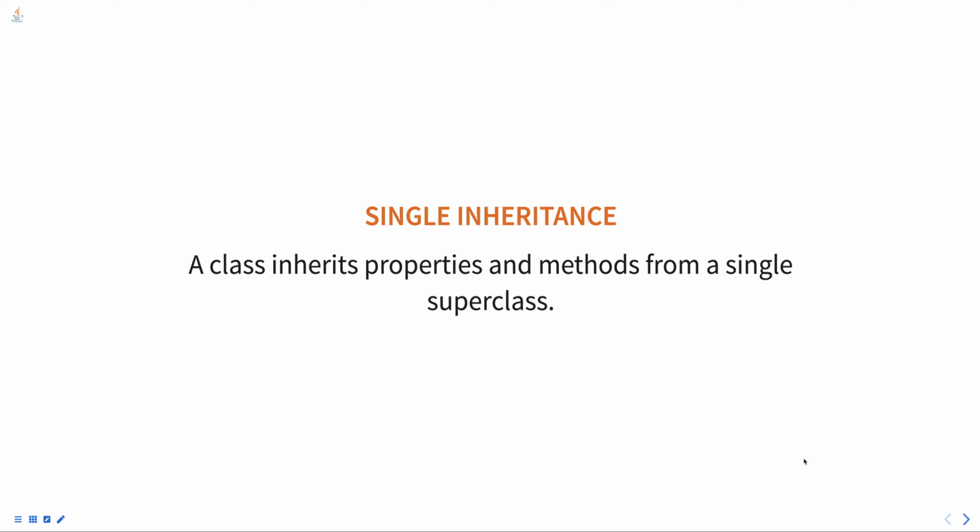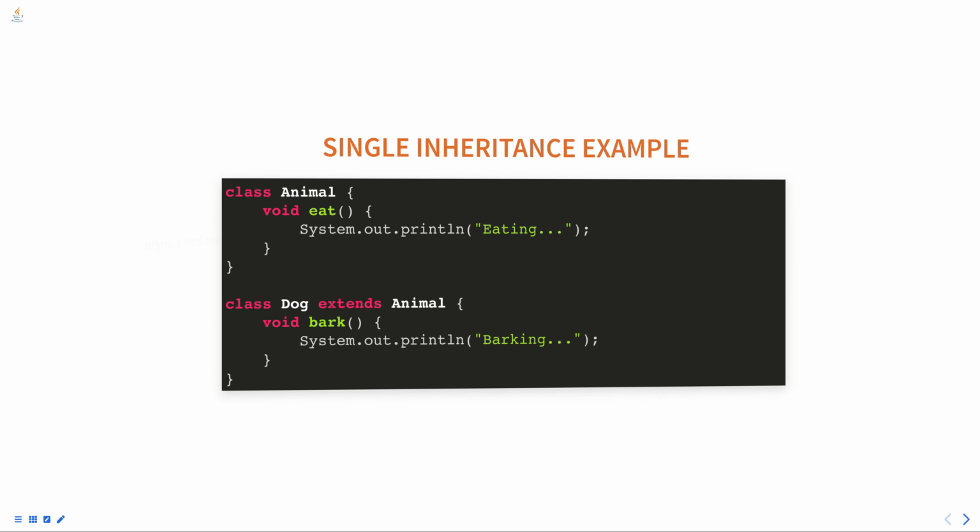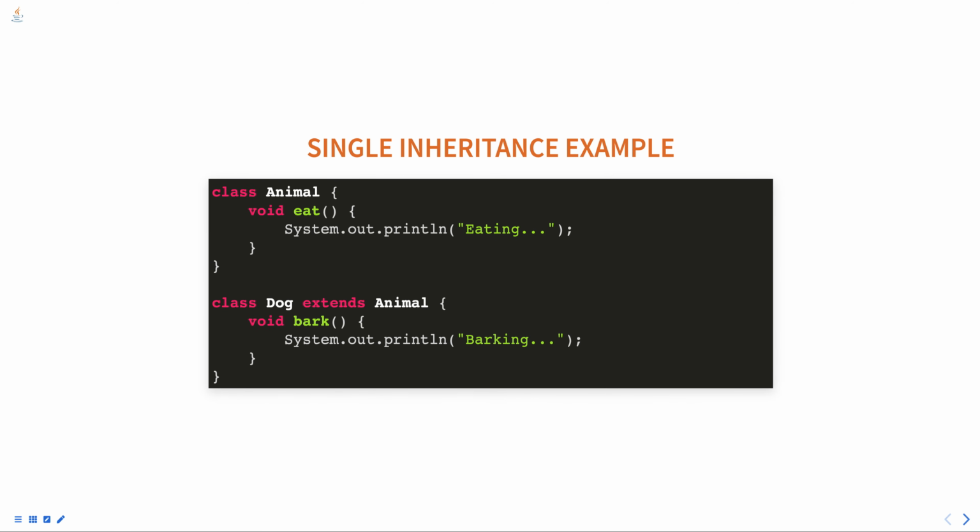Single inheritance. A class inherits properties and methods from a single superclass. And here is an example. In this example, the class dog inherits from the class animal and can access the eat method of the superclass.